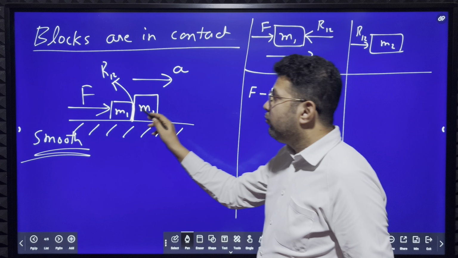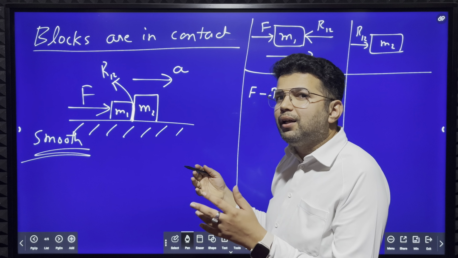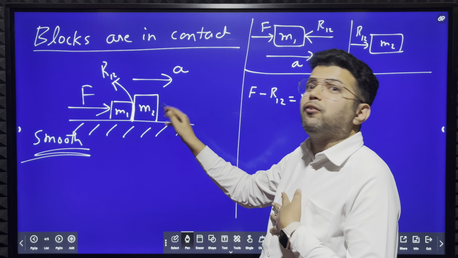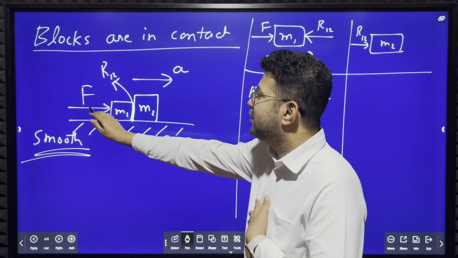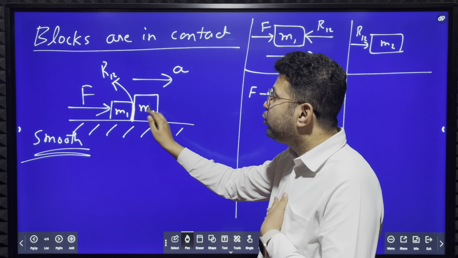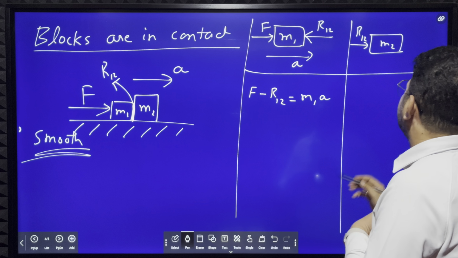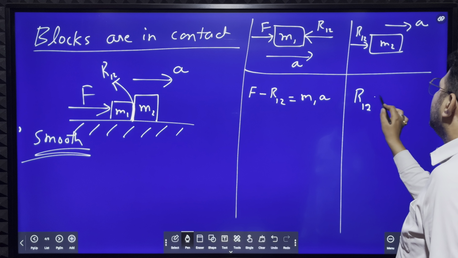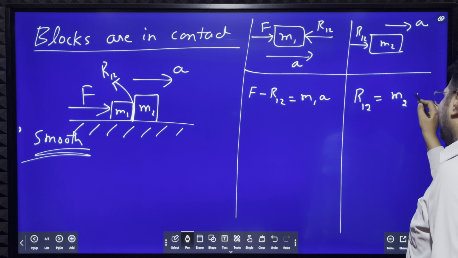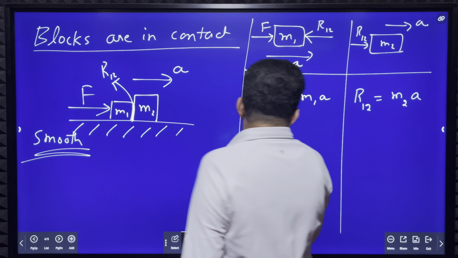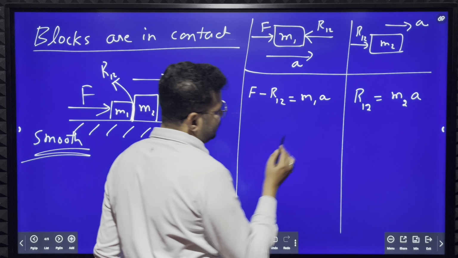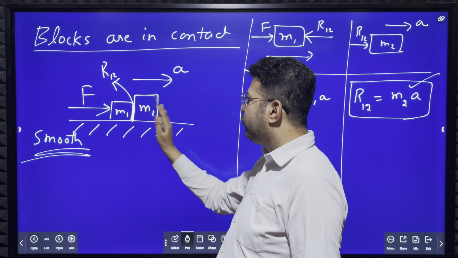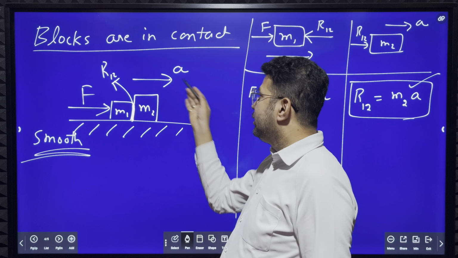For m1, R12 is not allowing it to move freely. But as far as m2 is concerned, R12 is responsible for the motion of m2, because F is being applied on m1. On m2, the reaction force is acting, so R12 is responsible for acceleration. Therefore R12 equals m2 into a. These are the two equations. Now we can write the reaction force straight away: it is m2 into a, the masses towards the right, into a.